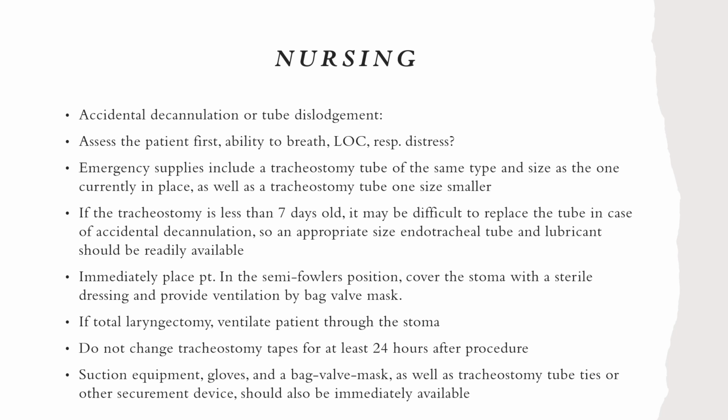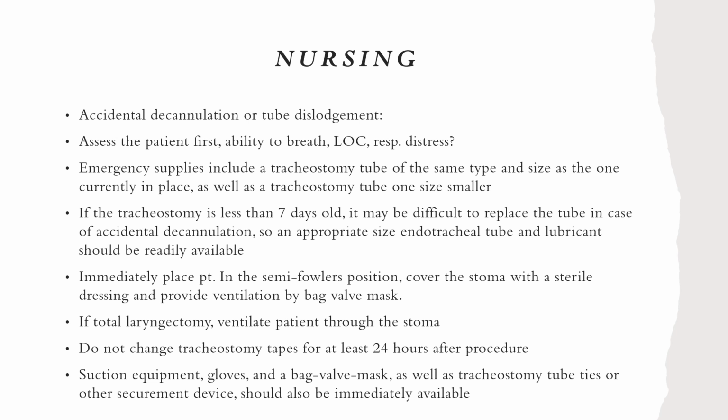So emergency supplies should always include a tracheostomy tube of the same type and size as the one currently in place. Any patient who has a trach in the hospital should have an extra trach of the same size at the bedside, just in case we have a dislodgement or decannulation. Also, there should be a size smaller as well at the bedside.